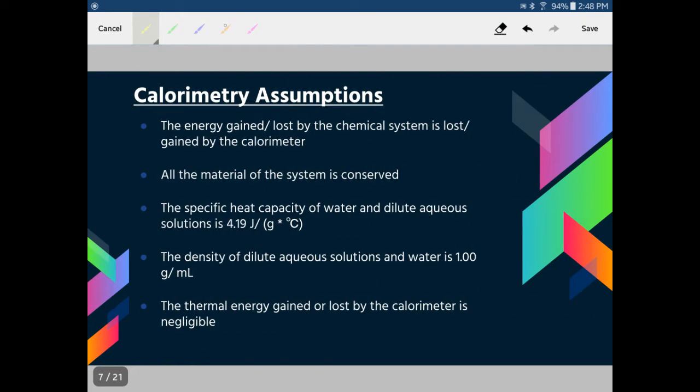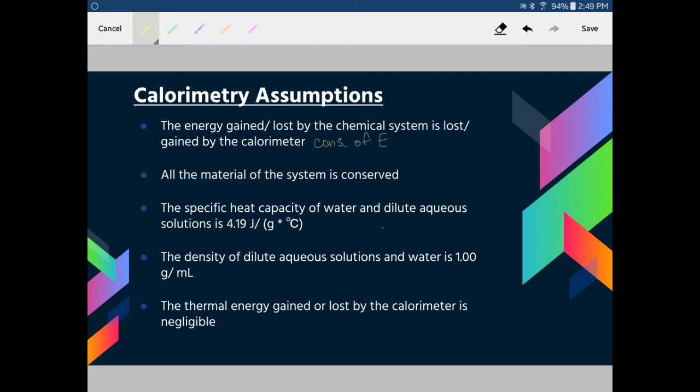So there are some assumptions that we make when we solve calorimeter problems, in order for them to be simplified and easier to do. These are the few that we have to consider. Energy gained or lost by the chemical system is gained or lost by the calorimeter. So again, we have this conservation of energy. All of the material of the system is conserved. So any components or chemicals in that system remain in that system.